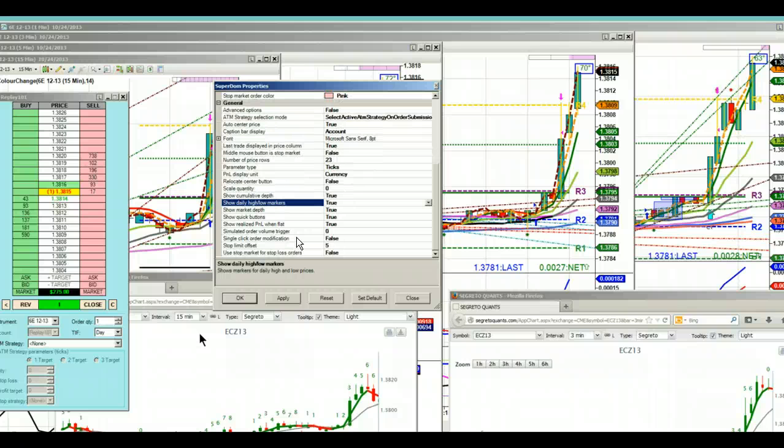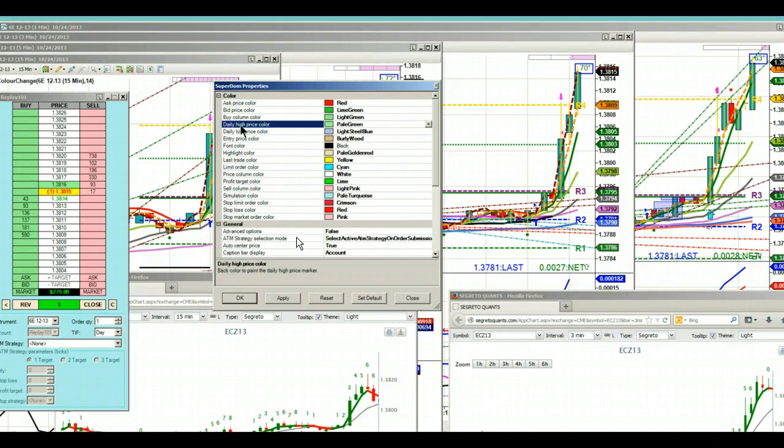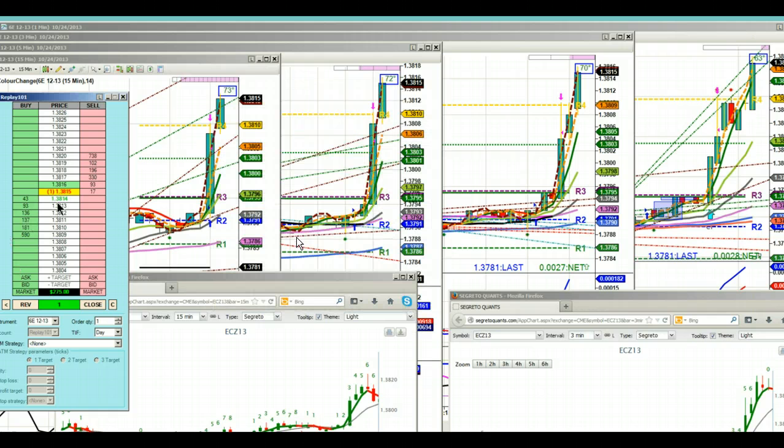Where it says show daily high and low markers, set it to true, and you can change the colors if you like. You can see here daily high price color, mine's pale green, daily low price color, mine is light blue. You can put whatever color you want. But when I see that they've chased the high of the day, sometimes I'll push it a little higher. That's also a very good place to exit if you want to maximize your amount of ticks.